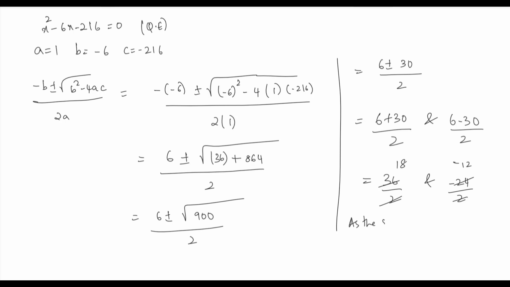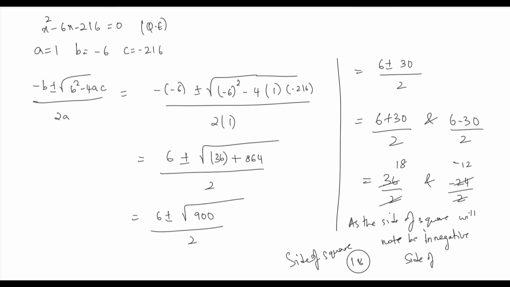As the side of a square will not be negative, our answer is 18. Side of square 1 is 18, whereas the side of square 2 is x minus 6, which is 18 minus 6, so we are left with 12 meter. So the side of the first square is 18 meter and the side of the second square is 12 meter.